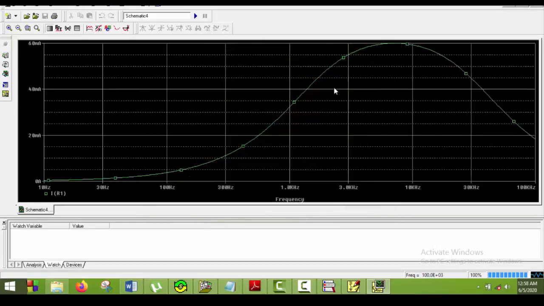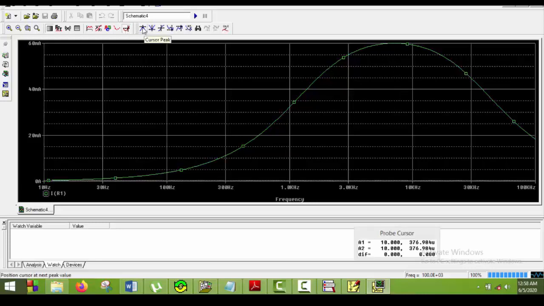Now we know at resonant frequency the current is maximum. So to find out the resonant frequency we need to get the peak here. So first we will go to toggle cursor, then cursor peak. Cursor peak actually will give us the peak here. So I will select this one and then mark level. Mark level shows us the value. So here we go. So we can see the resonant frequency is 7.1k.